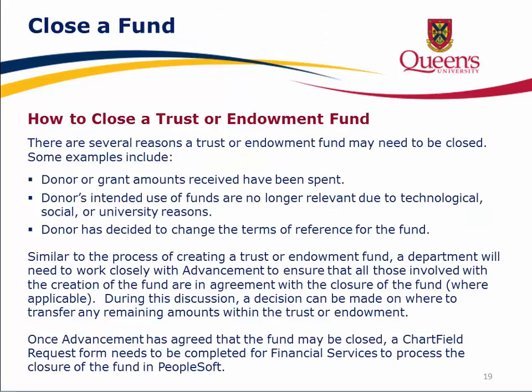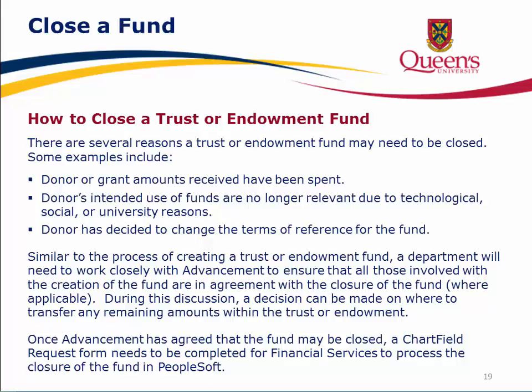How to close a trust or endowment fund. There are several reasons a trust or endowment fund may need to be closed. Some examples include donor or grant amounts received have been spent. Donors' intended use of funds are no longer relevant due to technological, social, or university reasons. Donor has decided to change the terms of reference for the fund.